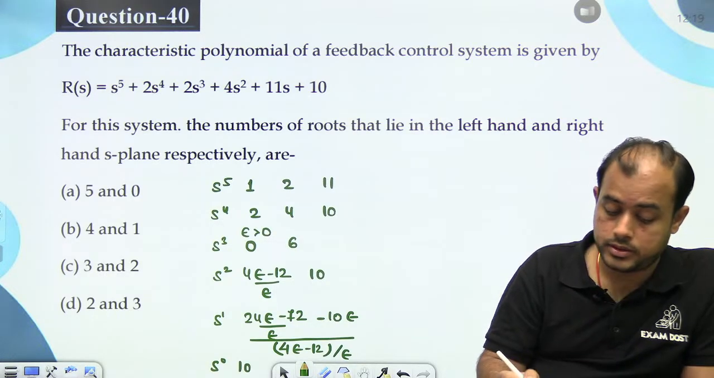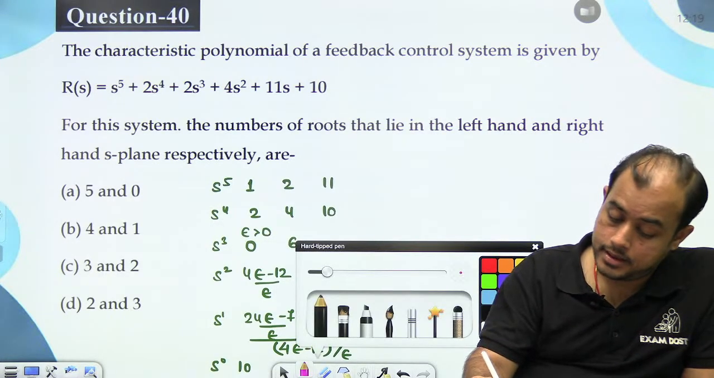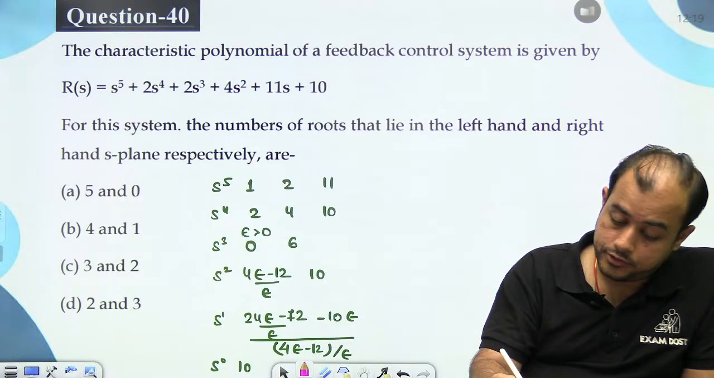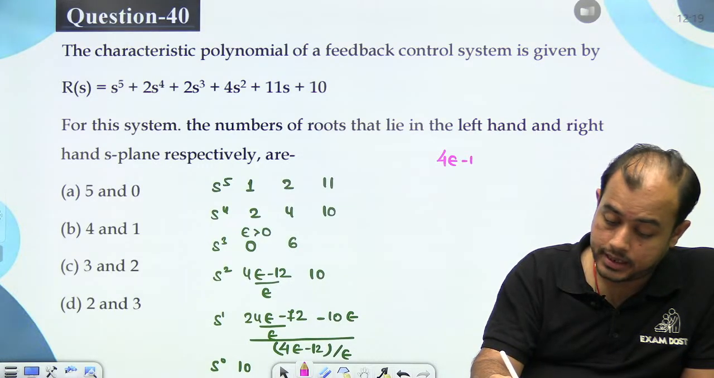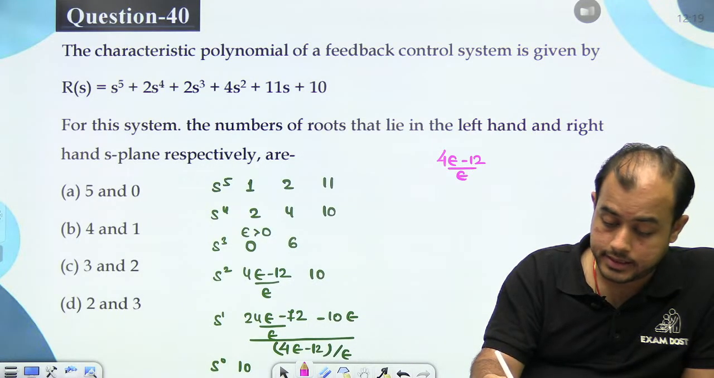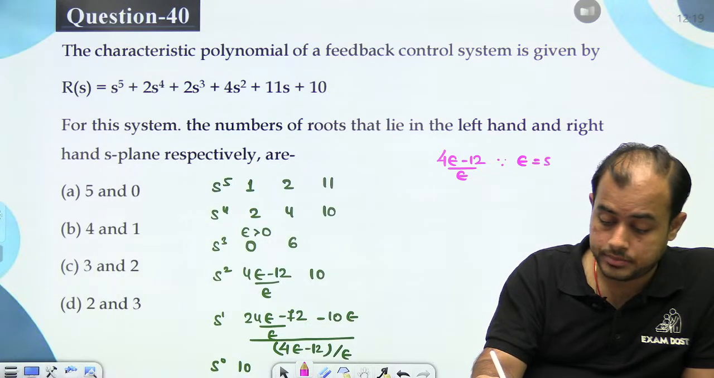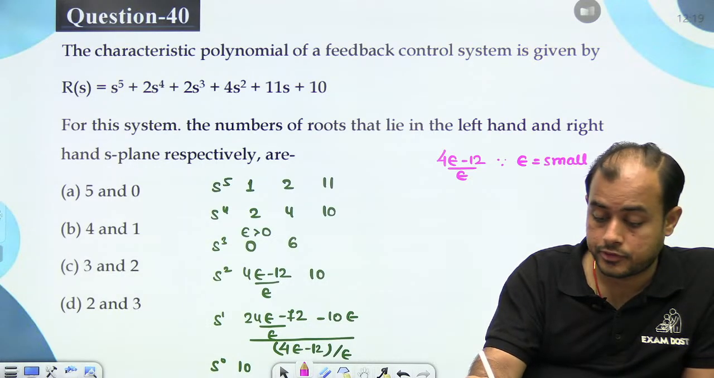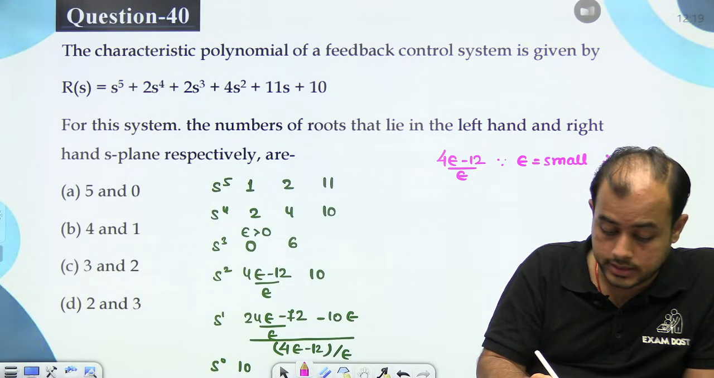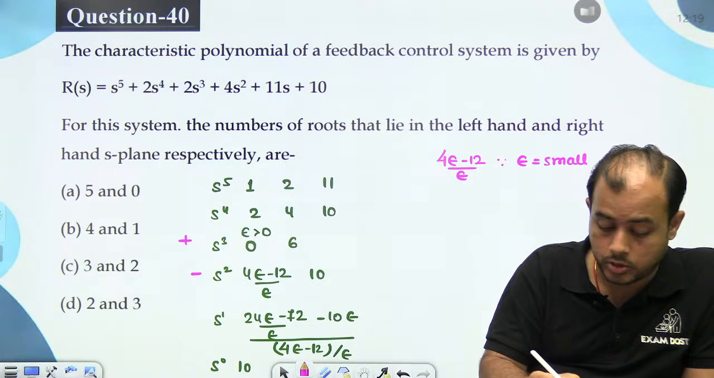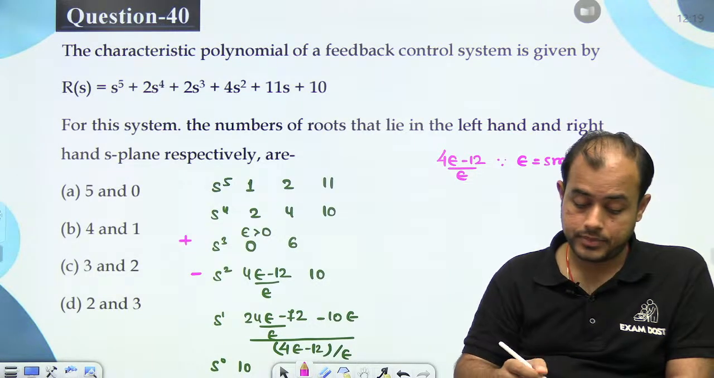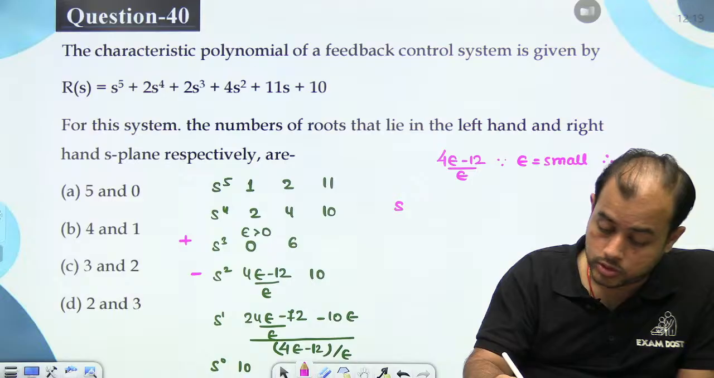S to the power 0 is 10. So beta 4 epsilon minus 12 by epsilon. Since epsilon is small, therefore negative. So this term is negative. This is positive. Okay. Now what about the S to the power 1?